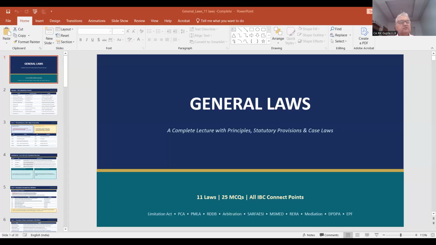So what is the object? It protects defendants from stale claims, because law also feels that claims should be settled, issues should be settled as soon as possible. And it ensures judicial certainty also. But the Limitation Act extinguishes the remedy and not the right.